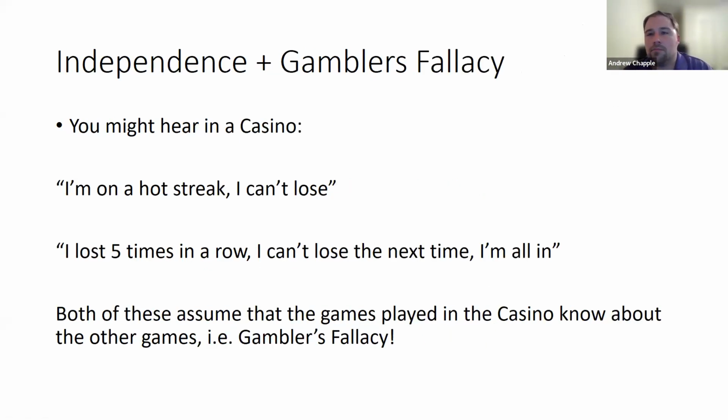Okay, independence plus gambler's fallacy here. If you've been to a casino, if you're old enough, you might hear, I'm on a hot streak, I can't lose. Or you might hear, I lost 5 times in a row, I can't lose the next time, I'm all in. But both of these assume that the games played in the casino know about the other games. This is called gambler's fallacy. In the example of coins, the coin doesn't know that I just flipped 2 heads and 3 tails. So it doesn't know that it should be more likely to land heads the next time. It doesn't know that information at all.